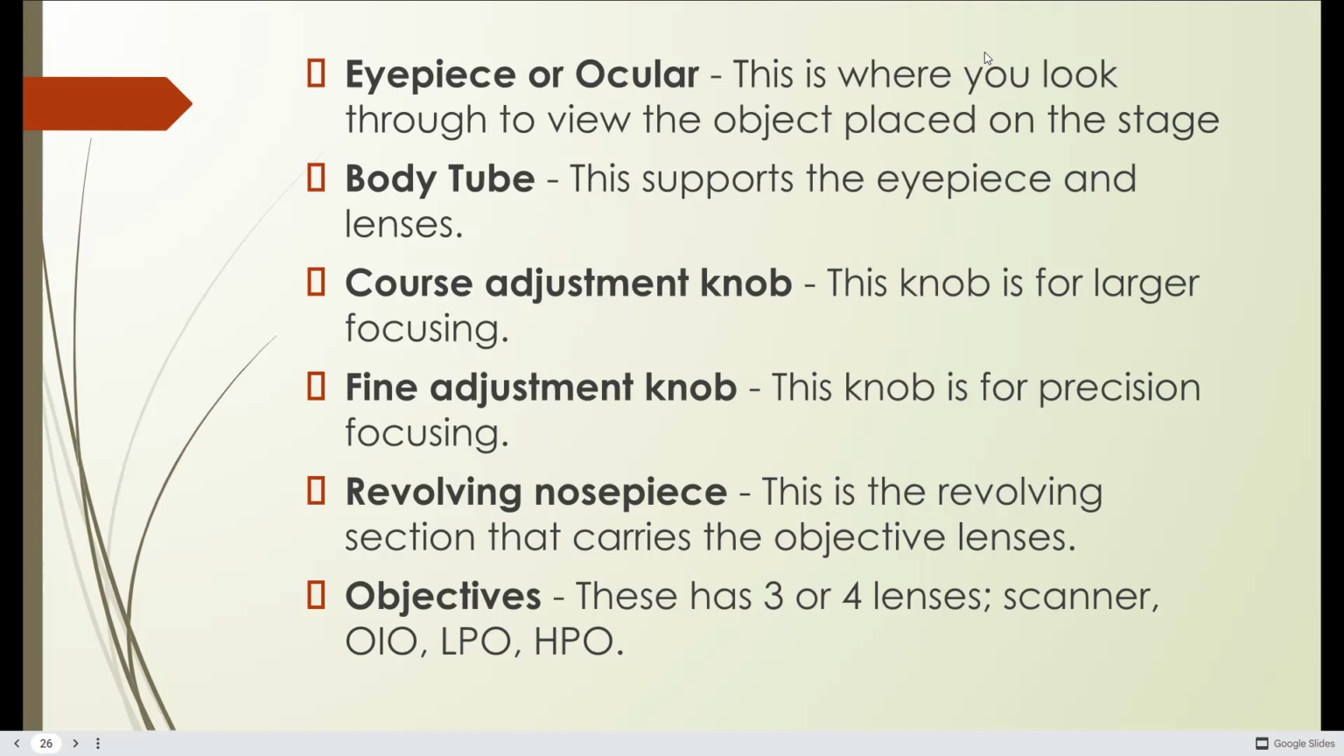This has 3 or 4 lenses. You have the scanner, the LPO, HPO, and OIO. What are these? When you say LPO, that's low power objective, that's 10 times. HPO, that's high power objective, that is 40 times. And OIO, that is oil immersion objective.